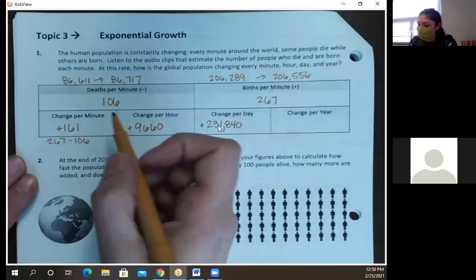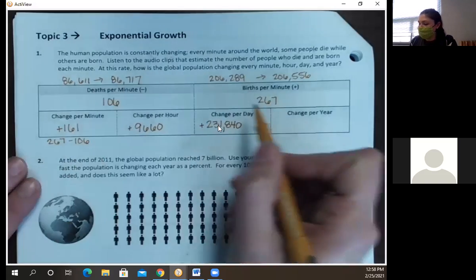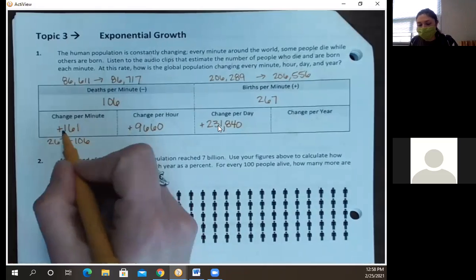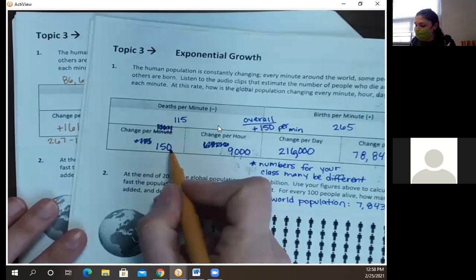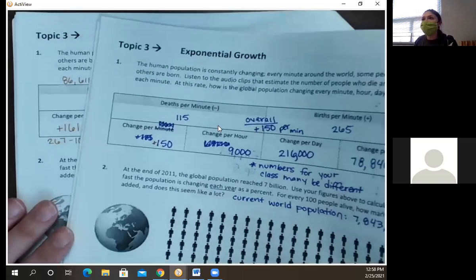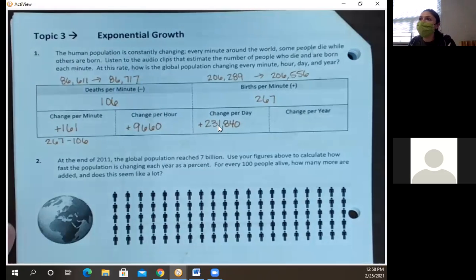Now, I do want to point out, even though this number was pretty similar, especially the birth number, to what I had when I did this a couple months ago, our change per minute is different. I had 150. I added 150 people every minute for my net change, and we got 161. In one of my earlier classes today, we had, I think, 149 people that we added. Another class, we had 165 people that we added.